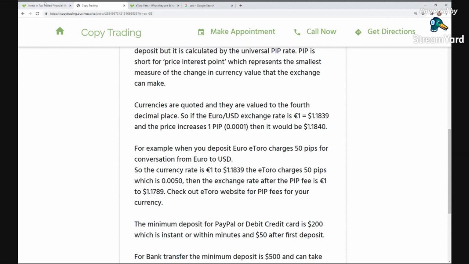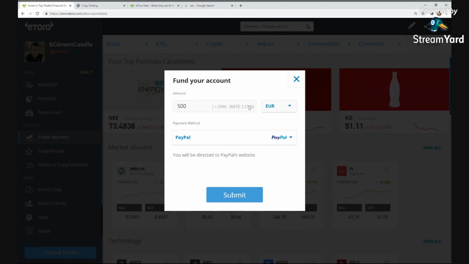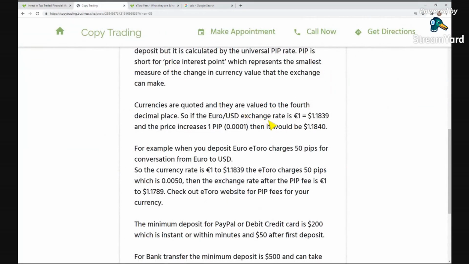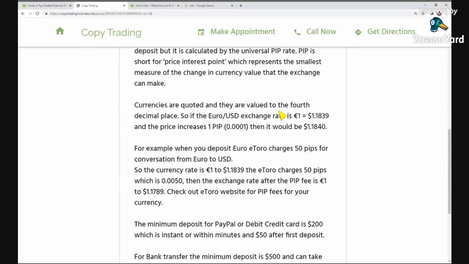decimal place. So if I go back to eToro, you see here there's 1, 2, 3, 4 decimal places. Okay, so all the time or most of the time, except if it's Japanese, I believe it's done to 2 decimal places, but all other currencies when you're trading them are to 4 decimal places. So you can see there's 4 decimal places there. Okay, so I'm going to explain what the PIP rate is now. Just remember that currencies go to 4 decimal places.